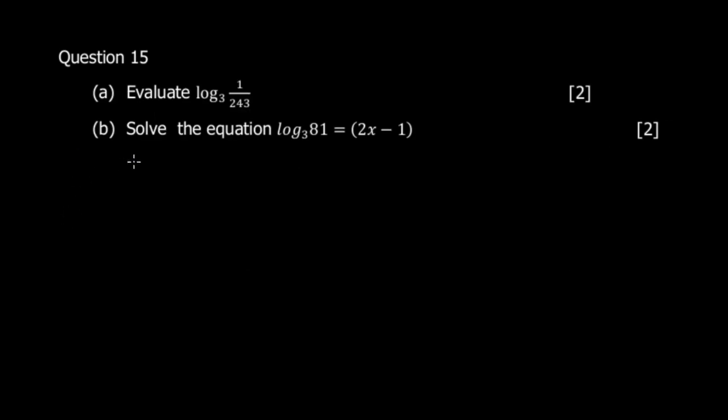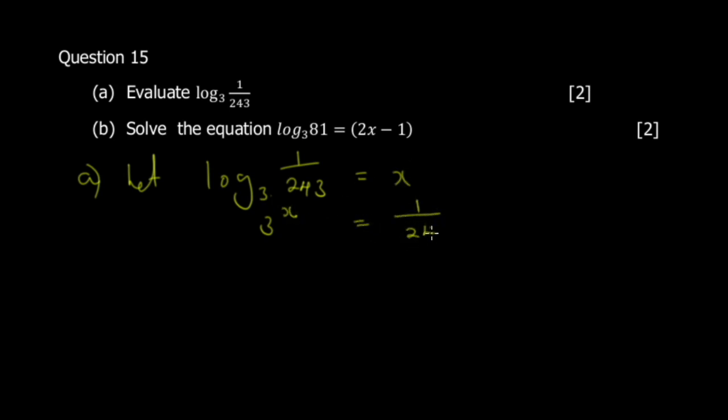Question 15 says evaluate log base 3 of 1 over 243. I'm going to do the simple way first, and then I'm going to show you a very interesting way to go about it as well for those who love maths. So the simple way is to say let log base 3 of 1 over 243 equal x, and then the base kicks the number and it becomes power, and you have 1 over 243 like this.